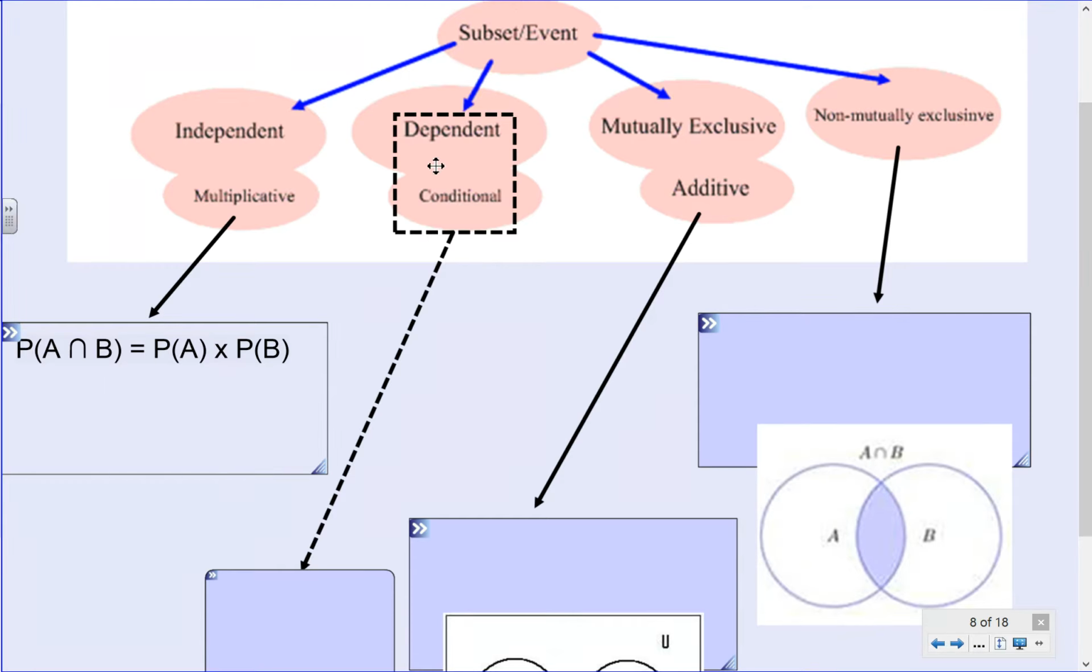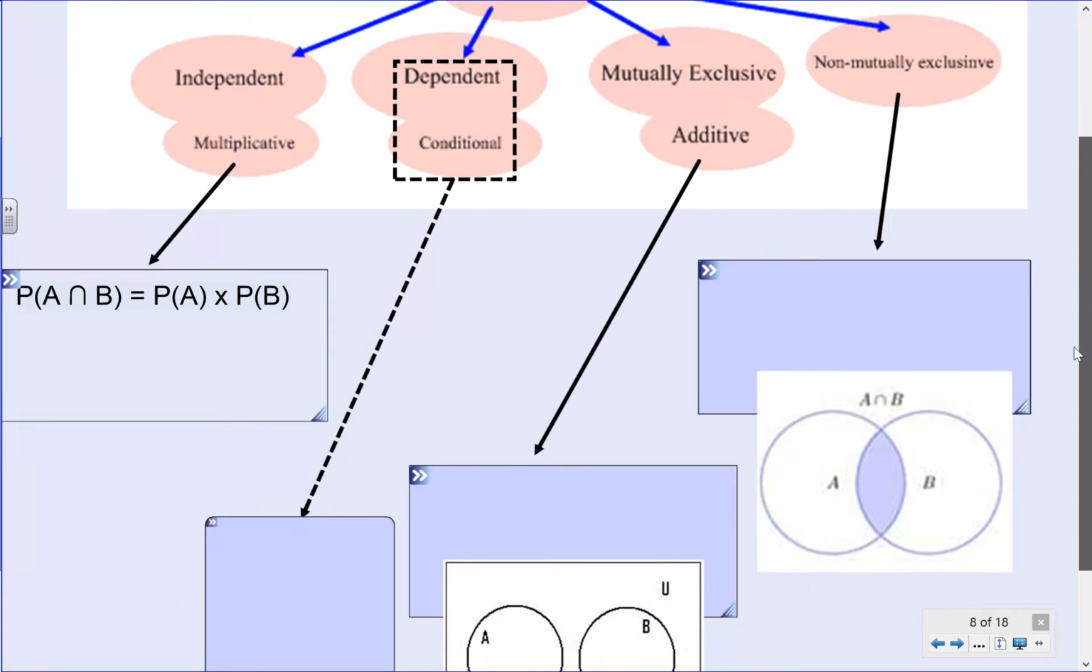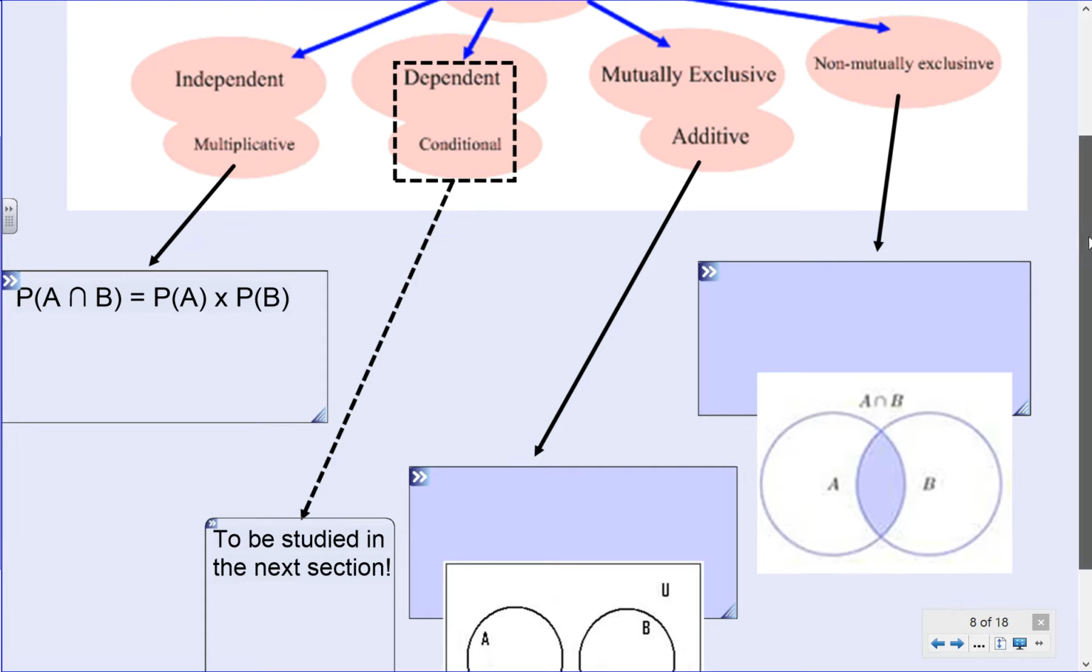Under dependent, if we determine that there is a conditional, so that the outcome of one event impacts the other, those are said to be dependent events. They're also non-mutually exclusive, but we'll look at those in the next section. But for now our focus is on these two here.